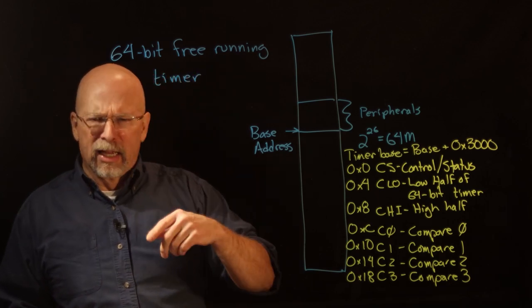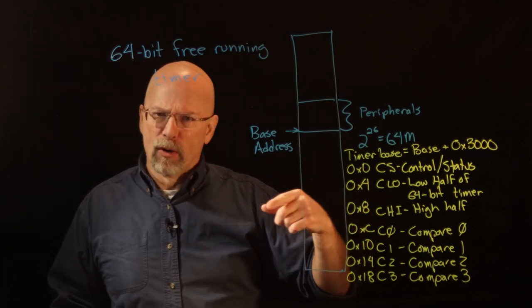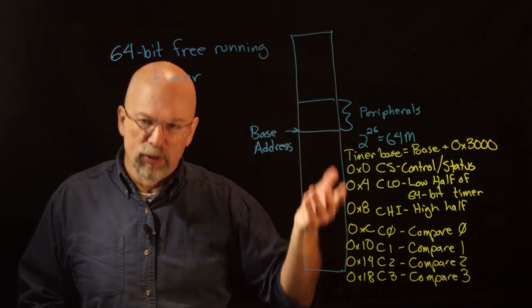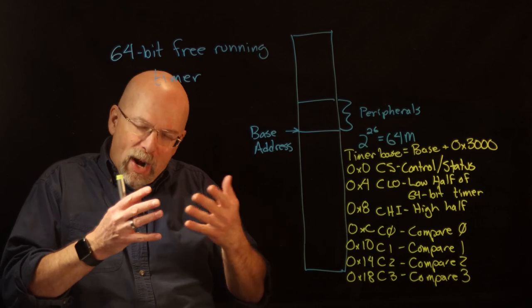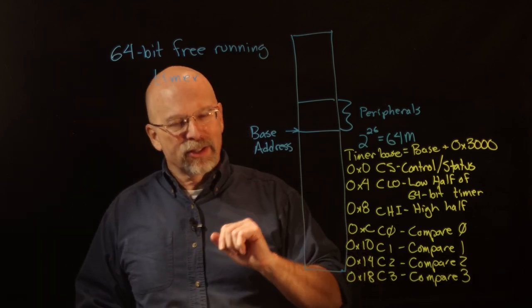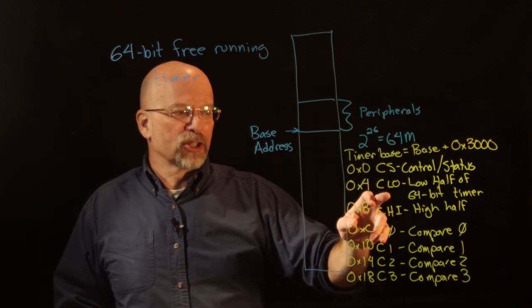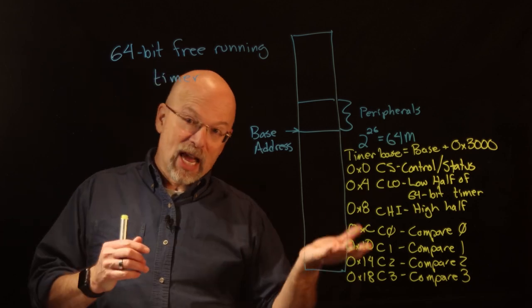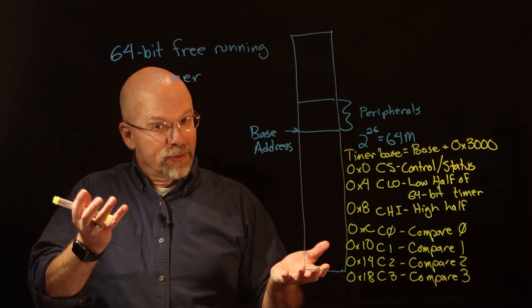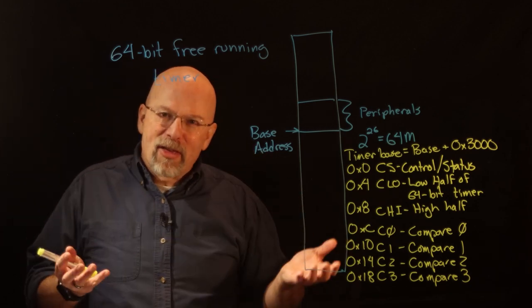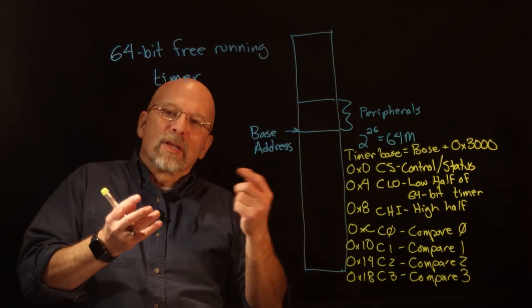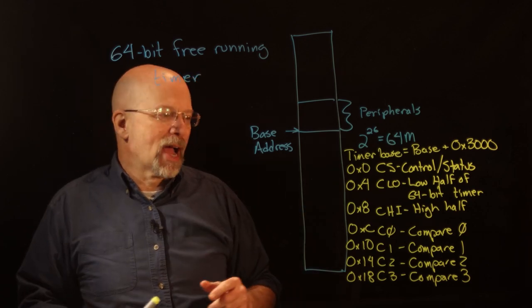Now, some of you are saying, yeah, but what if it rolled over? What if it went from all ones to all zeros in the time that we were executing that code? Well, that's okay. All you need to do is check to see if the second value is smaller than the first value, and then mathematically swap it over so that you can make sure that you're doing the correct subtraction.